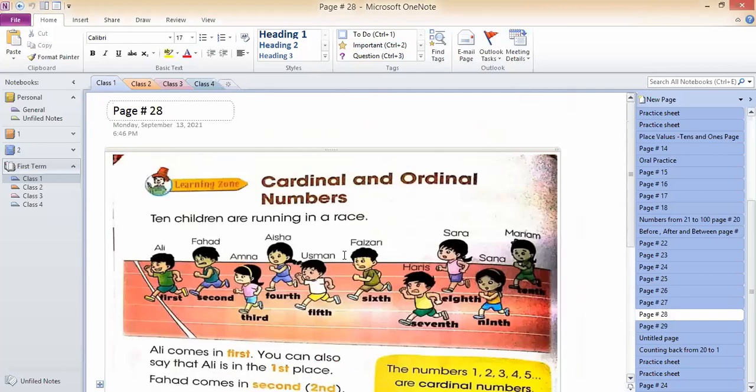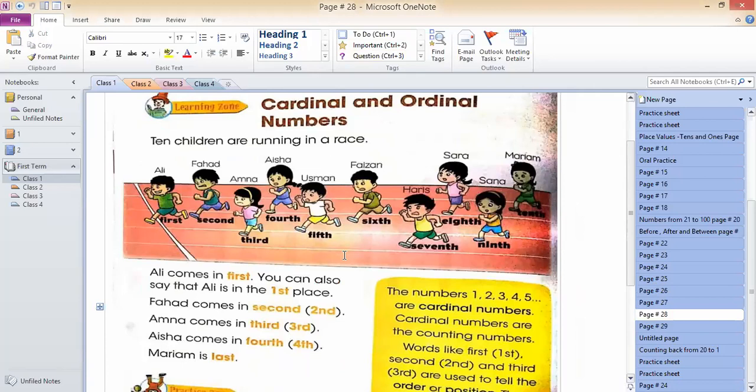So on page number 28, guys, there is a topic, cardinal and ordinal numbers. Please come to page number 28. What are cardinal numbers, guys, and what are ordinal numbers? I will tell you the definition of these two also, but first look at the example here in the book. Can you see there are some children participating in a race?